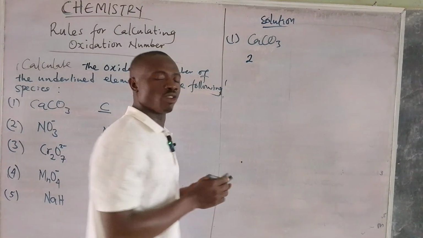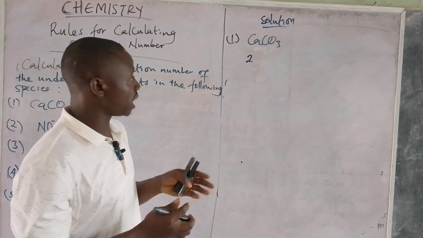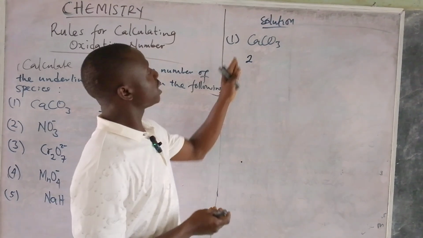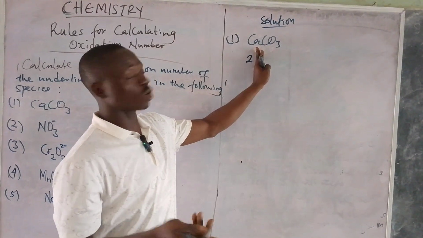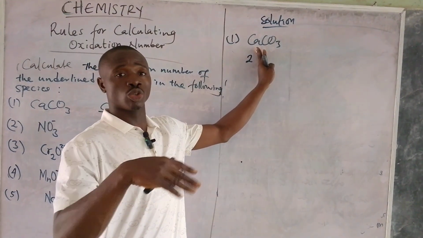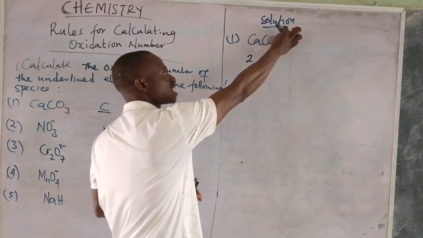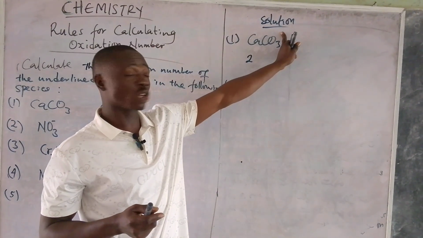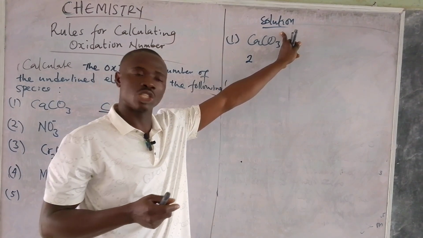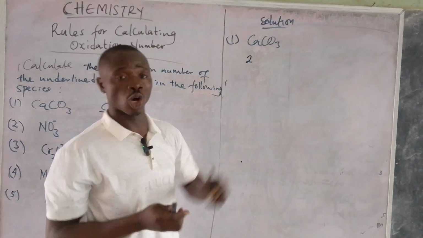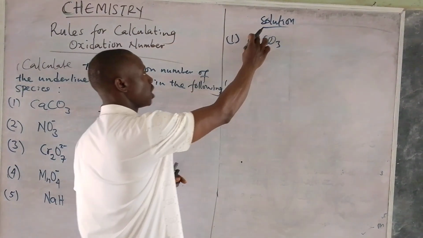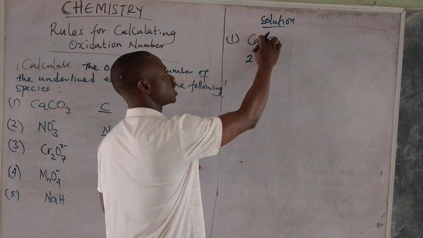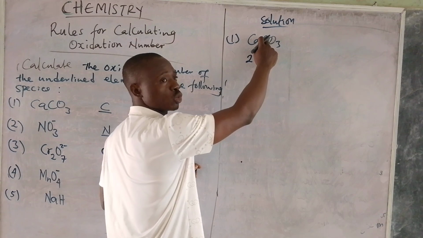And what is the rule for calculating oxidation number when we have a compound? It says the sum of the oxidation numbers of the constituent elements is equal to 0, because a compound carries no charge. The charge on a compound is 0. If you look at the top of this compound, there's no charge, there's no plus, and there's no minus. So definitely the charge on top is 0. So the oxidation number of calcium is 2. Then plus, we have to add the oxidation number of carbon, which we are looking for.